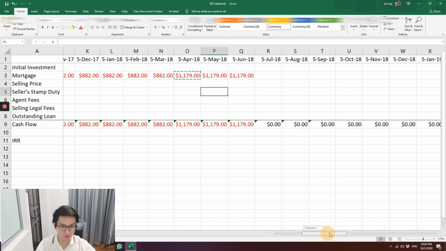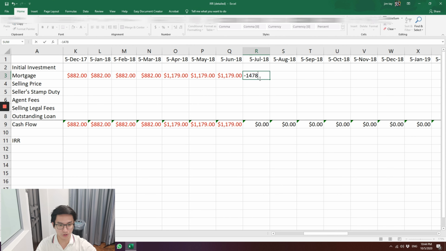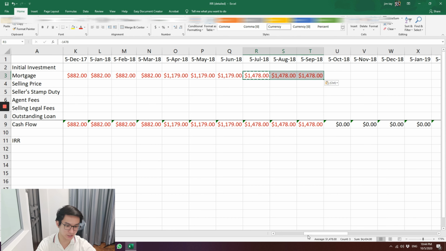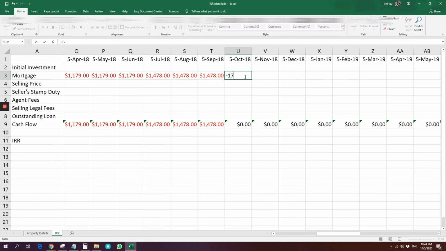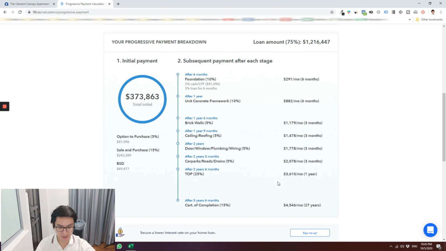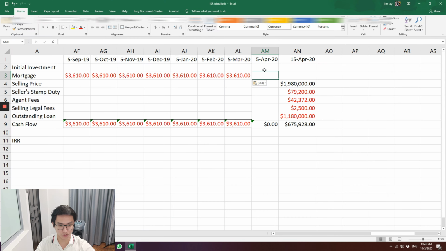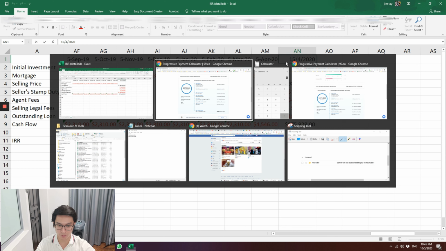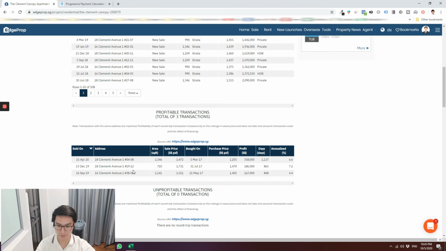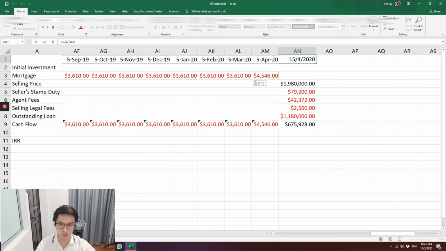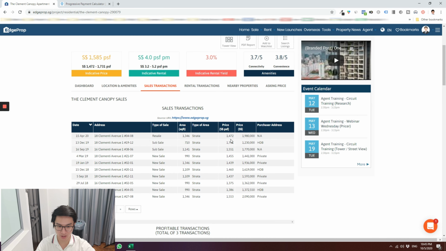Carry on doing this for all the progressive payments as they increase gradually until the project is completed. At CSC, Certificate of Statutory Completion, your mortgage payment reaches the high of 4,546. Then on 15 April, the property is sold for a price of 1,472 per square foot, which is equivalent to 1.98 million as confirmed in the figure above here.